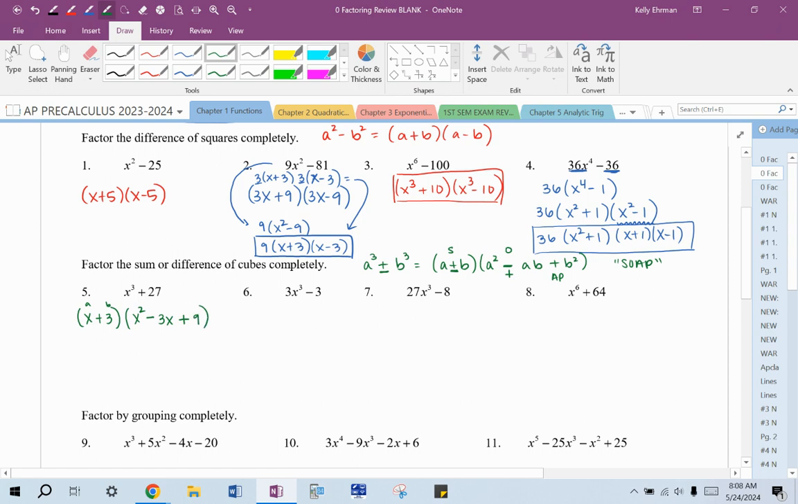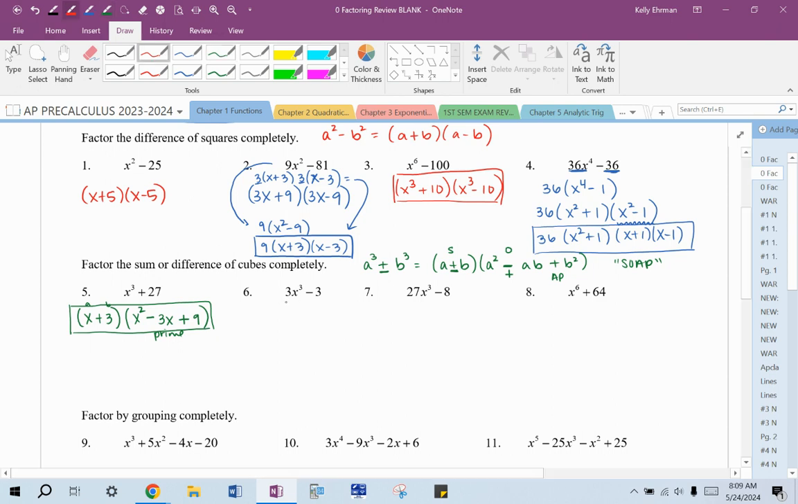Now the thing about these trinomials, if you started with just an x cubed, this will always be prime, meaning it doesn't factor any further. You can think of all the factors of 9, but there are no combinations of factors of 9 that will add or subtract to -3. So you don't have to rack your brain over that. That's the final for this one.